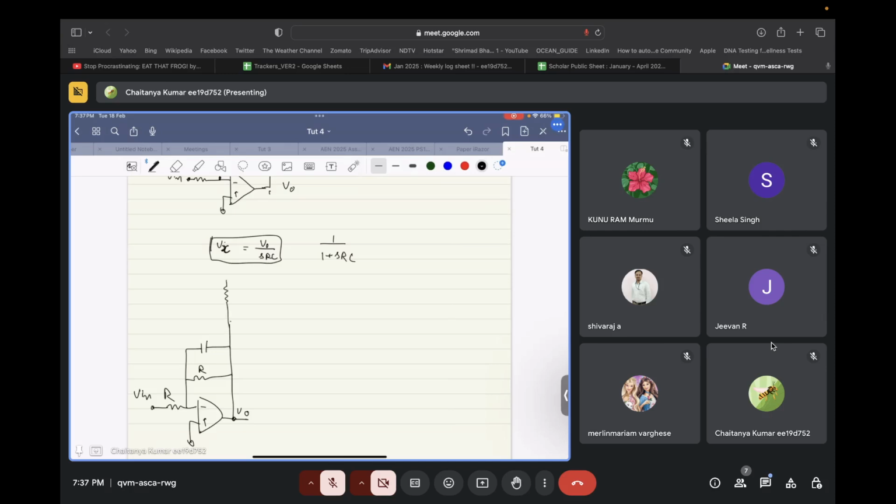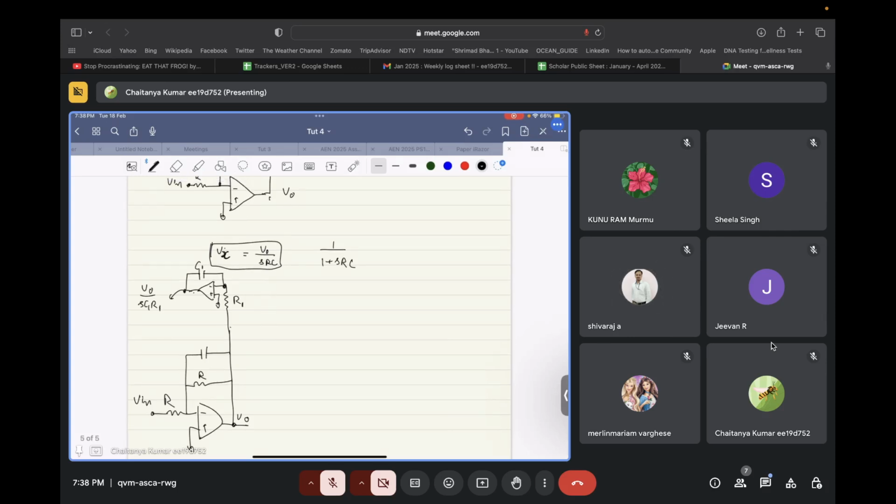How does an integrator look? We have a resistance at its input. So let's call this R, or maybe R1. And we have an op-amp over here and a capacitance at its feedback, right? This is how an integrator looks, right? Correct. So here we will get V naught by, let's call this C1, let's call this R1, V naught by C1 R1. So we got a voltage that is reducing with frequency.